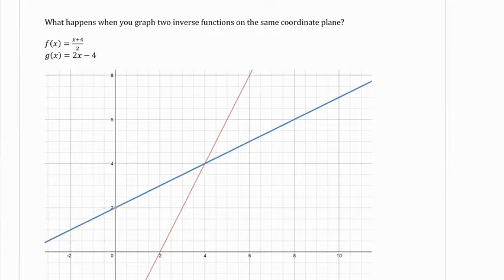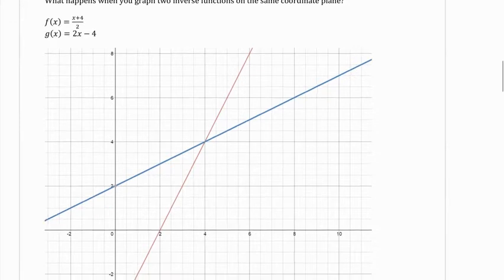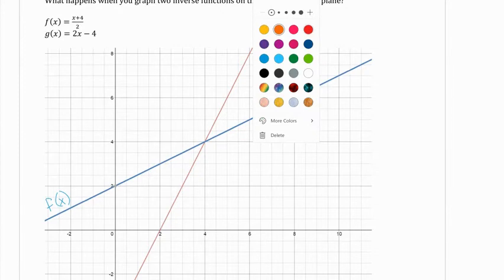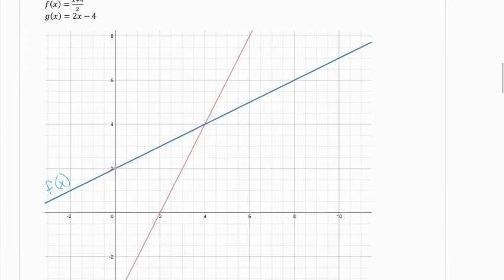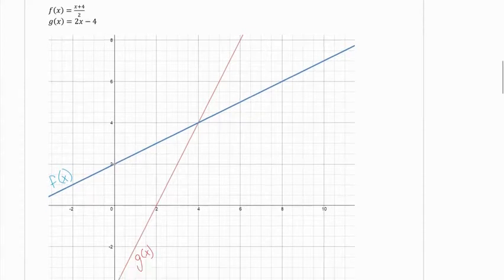Now let's kind of talk about the inverses on a graph. So on this graph here, we've got, let's see, the blue one here is f of x, and it's already graphed for us. And then let's get red, we match. The red function here is g of x.